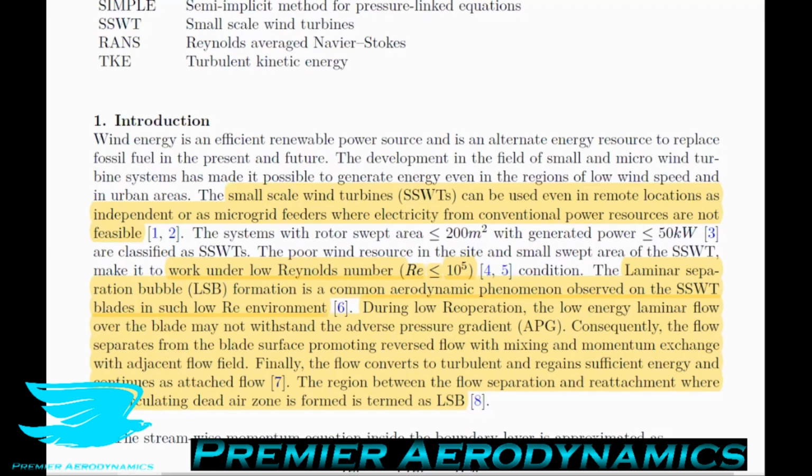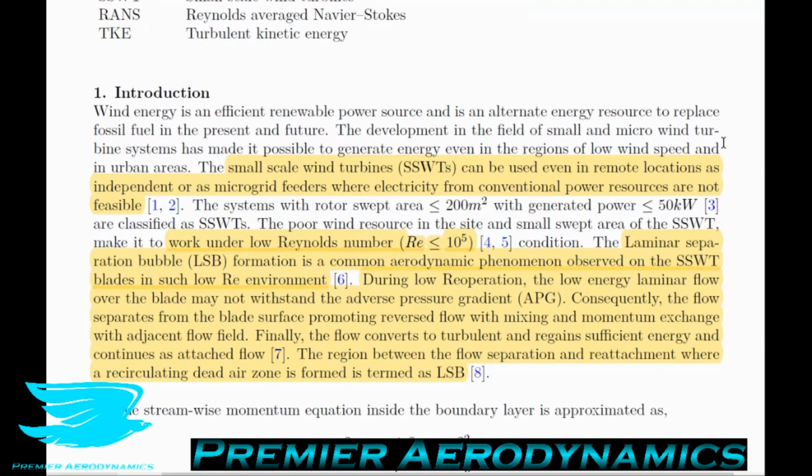During low Reynolds number operation, the low energy laminar flow over the blade may not withstand the adverse pressure gradient that occurs over a blade. Consequently, the flow separates from the blade surface, promoting reverse flow with mixing and momentum exchange with the adjacent flow field. Finally, the flow converts to turbulent, regains sufficient energy and continues as an attached flow. This is the LSB described. This recirculating dead air zone is termed the LSB. We're going to be using LSB for laminar separation bubble from now on.